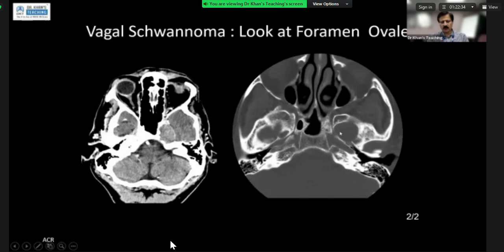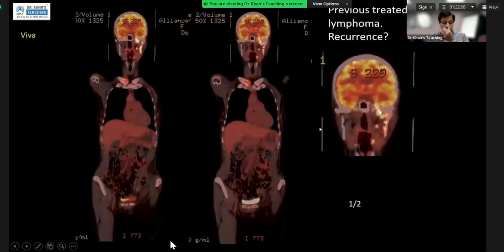So you can see that this is the foramen ovale, and you can see how it is causing expansion. And this is one of the key findings of schwannomas, which will expand the bone because they are not aggressive lesions. And on a CT scan, this is how it looks. So anatomy is the key. So this is a third nerve schwannoma or a mandibular schwannoma.